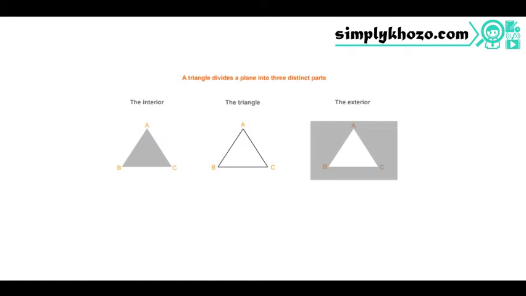A triangle divides a plane into 3 distinct parts. These are the interior part, the triangle, and the exterior of the triangle as displayed. The triangle ABC together with its interior is called the triangular region ABC.